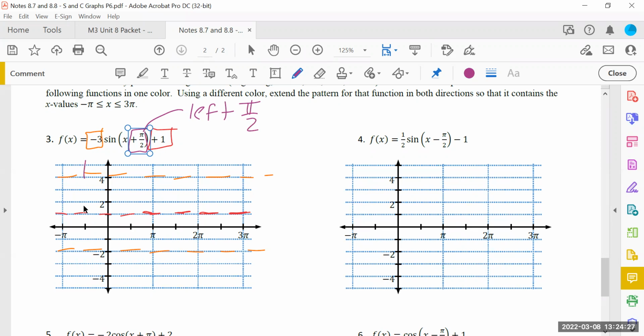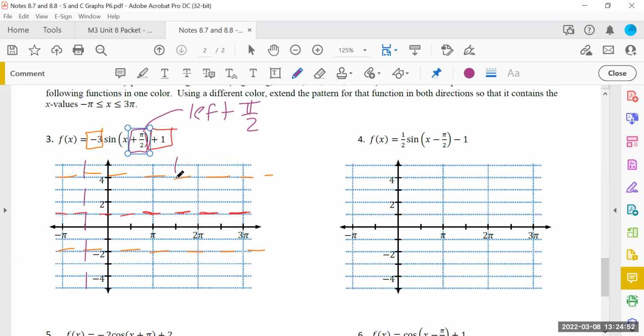Left pi/2. So right there. Normally we'd start from 0. So is everybody clear that the normal span of our graphs is 0 to 2 pi? So when we shift left or right, that's what we're moving. So here we took the 0, moved it left pi/2. We're going to take 2 pi and go left pi/2 for the end.